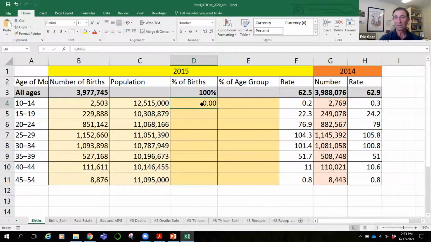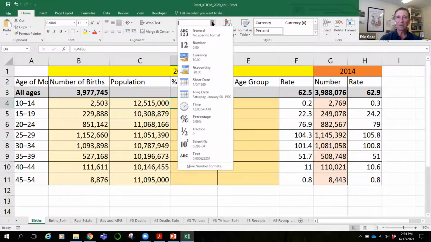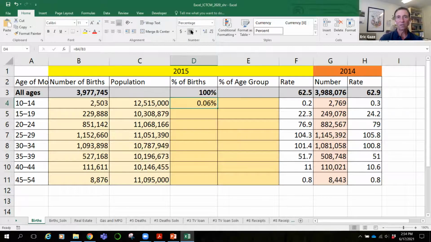So one thing that you need to teach your students is how to format your numbers correctly. Right now, you can see this cell is formatted to display the result as a number. If I click on this drop-down arrow, I get all these different choices in terms of how you want to format the number. I want to format it as a percentage. There's a shortcut. I could have just clicked on the percent symbol.